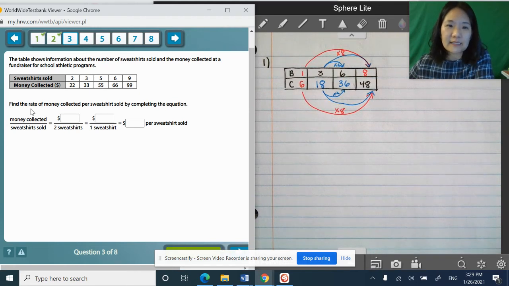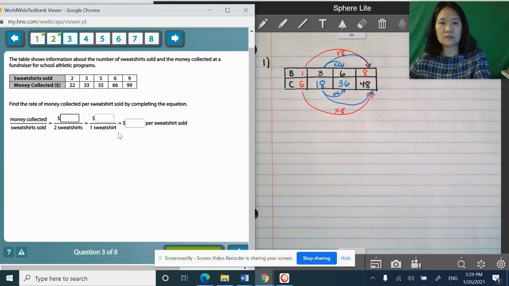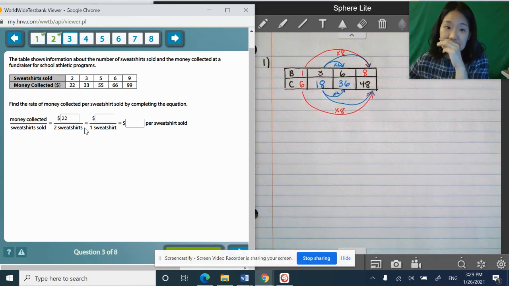Find the rate of money collected per sweatshirt sold by completing the equation. Money collected over sweatshirts sold. If you look at the denominator, it says two sweatshirts. So if you find two sweatshirts, it says it's $22. So I'm gonna put 22. Now, it says equals, and then it says one sweatshirt. So what do they want you to do? They want you to go from 2 to 1, which is 2 divided by 2 is 1. So I'm gonna do 22 divided by 2, which would give me 11.